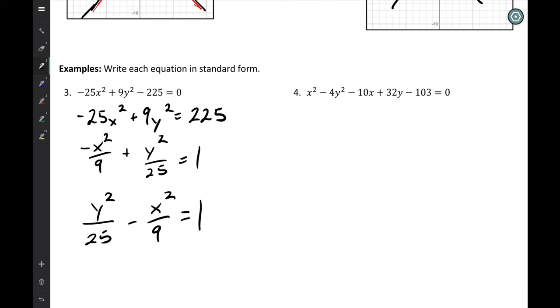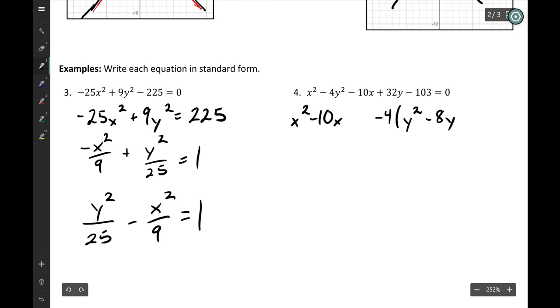All right, this next problem, you're going to have to complete the square. I like to group everything together first, so I get x squared minus 10x, leave a space. I'm going to put a minus 4, and I'm going to take that out because I know I need this term, the a value, to be 1. And then 32 divided by negative 4 is negative 8, so I got negative 8y. Leave a space, and then this is equal to 103. All right, to complete this square, I'm going to add 25. And then to complete this square, I'm going to add 16. And then 16 times negative 4 gives me negative 64. So I'm going to subtract 64 over there.